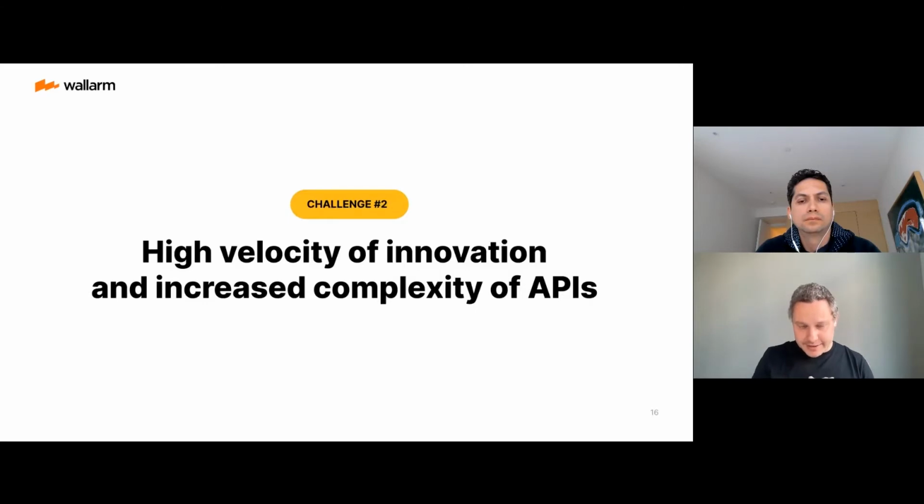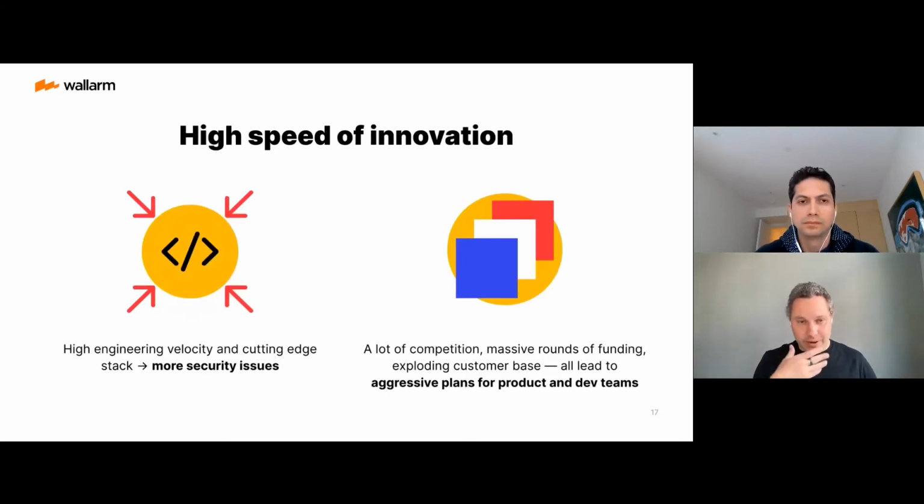So the next challenge is that the velocity of innovation is high, and the complexity of APIs increases in a very serious way. So what do we know and what do we see? All the companies try to keep up, right? The competition is not a joke. You need to keep up. You need to have the velocity at a very high level, and it brings more security issues because when you release more code, when you have more changes, you inevitably introduce more security issues. And the plans for product and dev teams are getting more and more aggressive. We know this based on our own company.